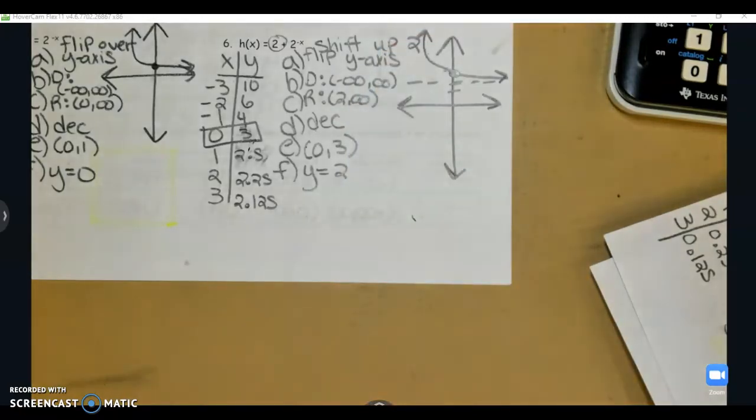And that is what our transformed function would look like more or less. And that wraps up our notes on day 1.